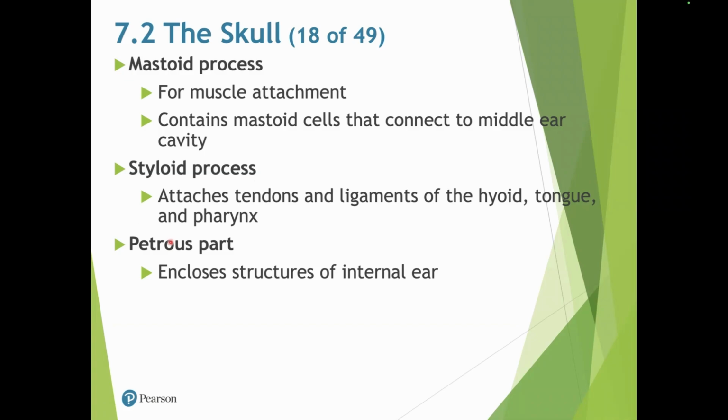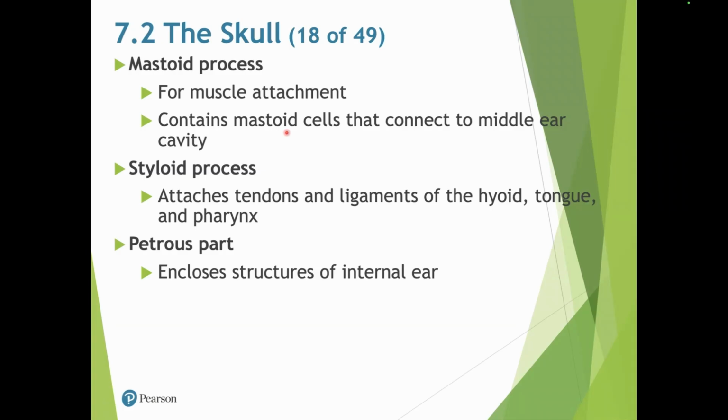The mastoid process. The mastoid process is for muscle attachment. Specifically, my favorite, the sternocleidomastoid. And that is a muscle that goes from the sternum and the clavicular portion of it all the way up your neck to that mastoid process. So the mastoid process is going to contain mastoid cells that connect to that middle ear cavity.